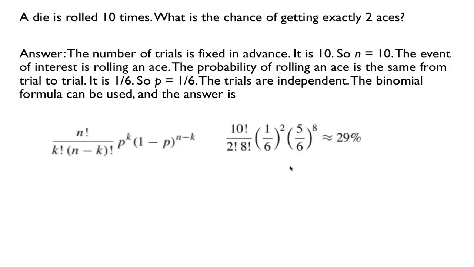So again, 1 out of 6 is the p, 5 out of 6 is the 1 minus p. We want 2 aces, so we want 1 over 6 to the second power. We want 8 not aces, so that's why it's 5 out of 6, because it's the opposite of 1 out of 6, and raise that to the 8th power. So this formula, if you decompose it, it's actually not too bad. You get about a 29% chance of getting 2 aces if you roll a die 10 times.